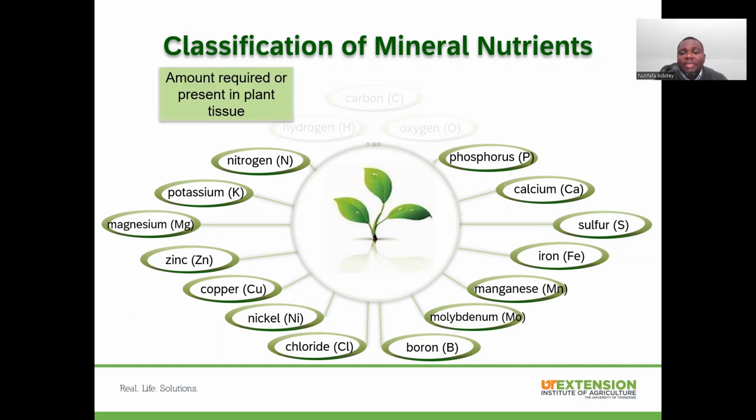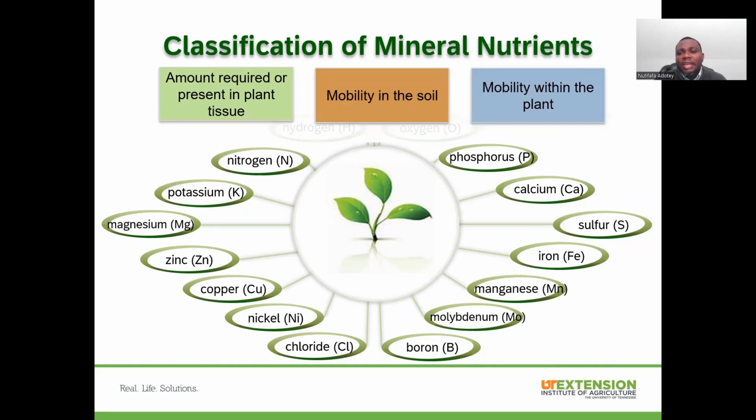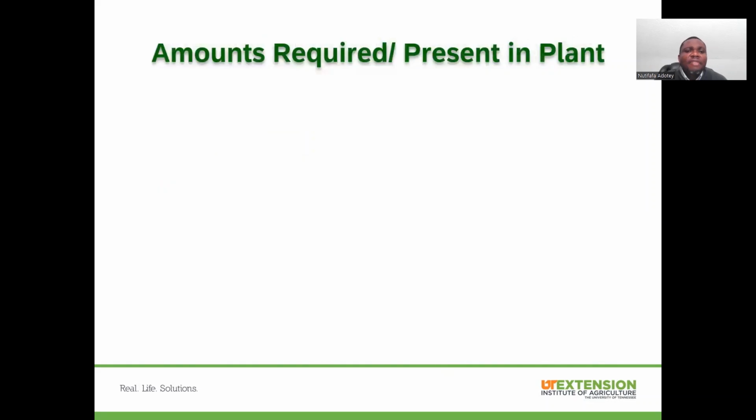It can be classified based on the amount required or present in the plant tissue. It can be classified based on how it moves within the soil system. It can also be classified based on how it moves within the plant. And it can also be classified based on the biochemical functions as well. So let's look at the various classes.